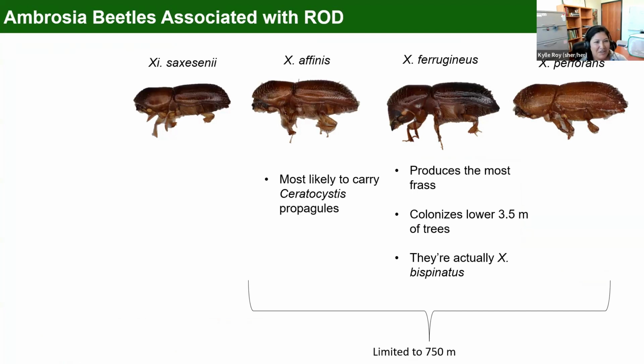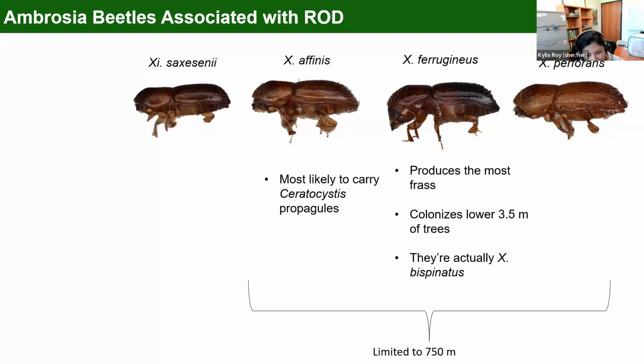These are the 4 ROD associated beetles, and I made this summary slide for the things that we figured out over the years without having to show you a bunch of figures. Again, Xyleborus affinis was most likely to carry the Ceratocystis propagules on its body. Xyleborus ferrugineus produces the most frass. They also colonize only the lower portion of trees, so the lower 3.5 meters of trees.